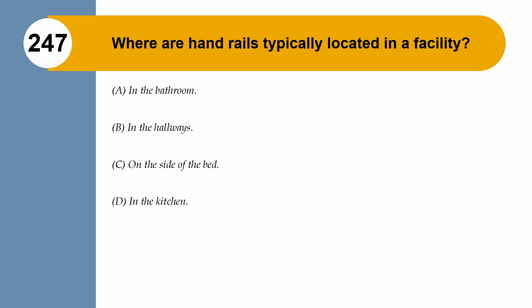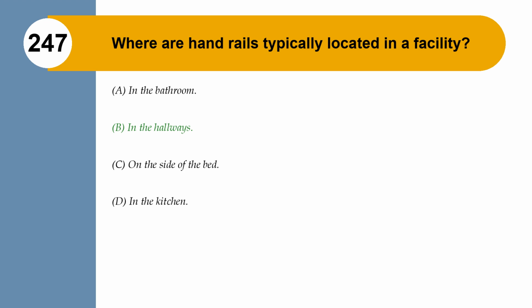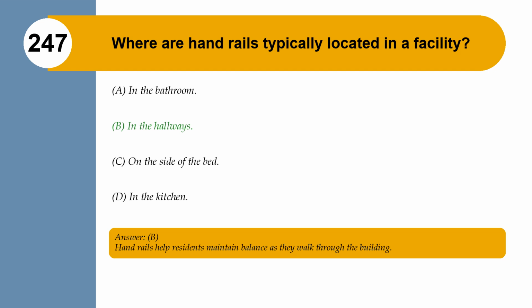Option A, in the bathroom. Option B, in the hallways. Option C, on the side of the bed. Option D, in the kitchen. The correct answer is option B, in the hallways. Explanation. Hand rails help residents maintain balance as they walk through the building.